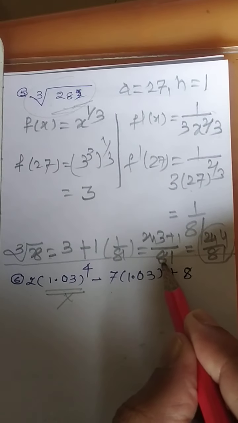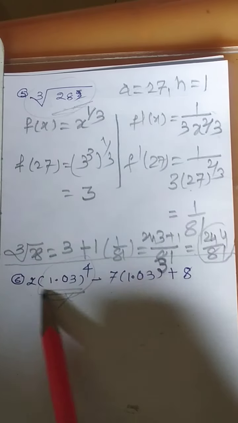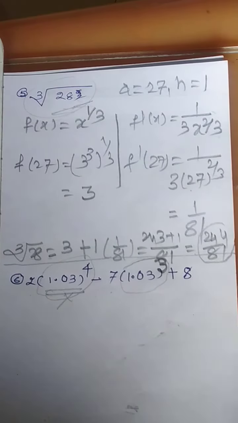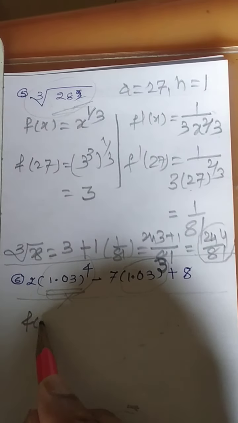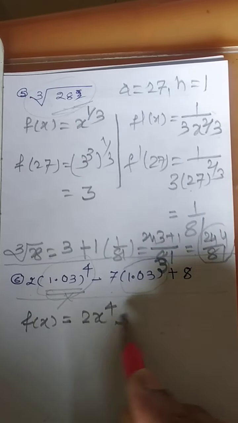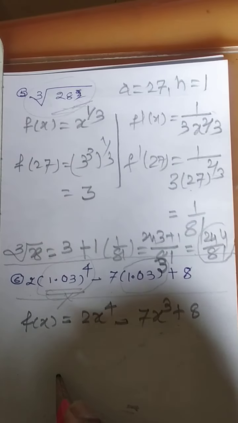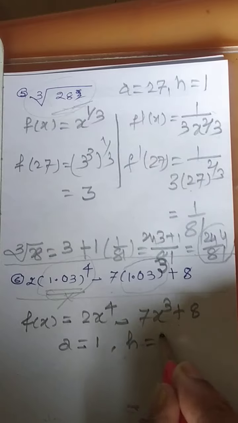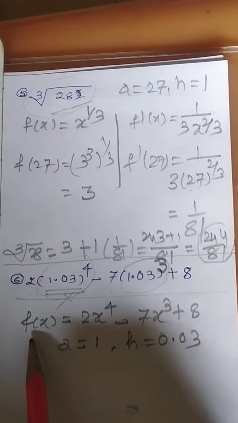In case I have written here a cube, then this is one question, this will be another question, and it will take a long way to get the answer. So for such a question there is a better option. Look here, f of x is nothing but 2 x raised to power 4 minus 7 x cube plus 8, and consider a as 1 and h as 0.03. So at once we can get the value of this f of x.